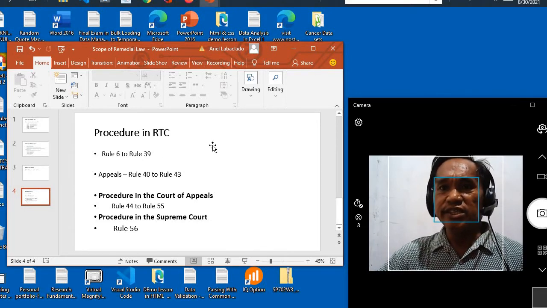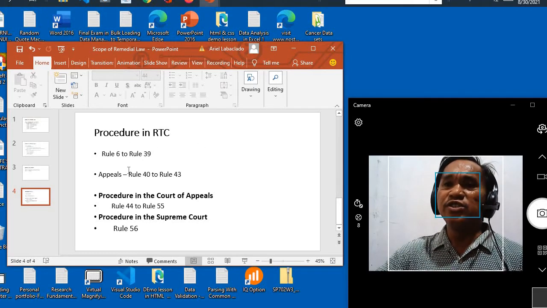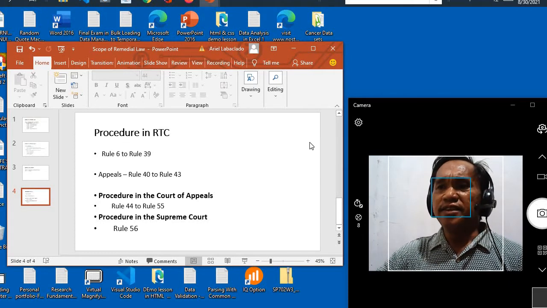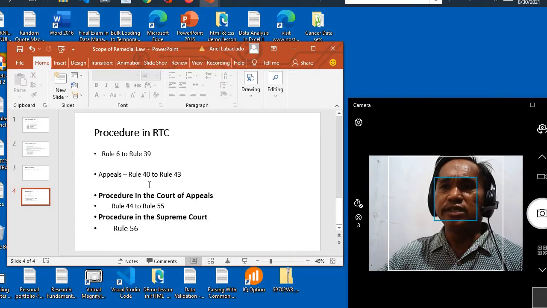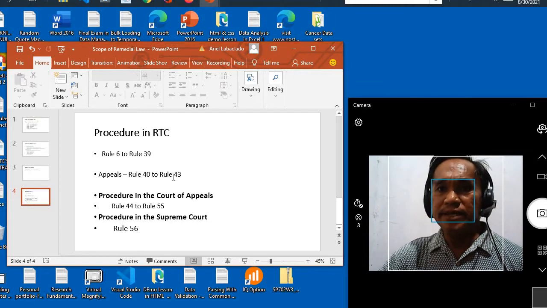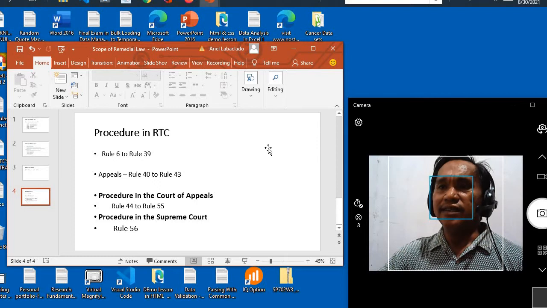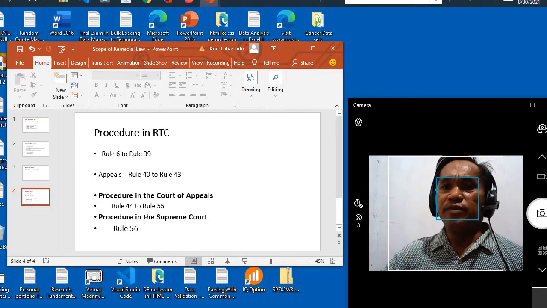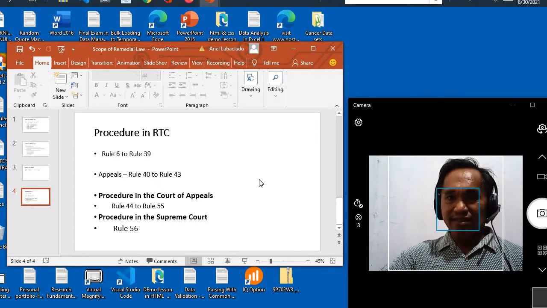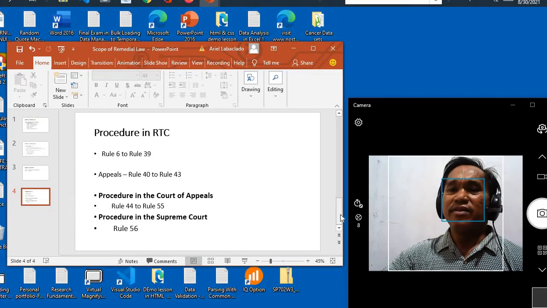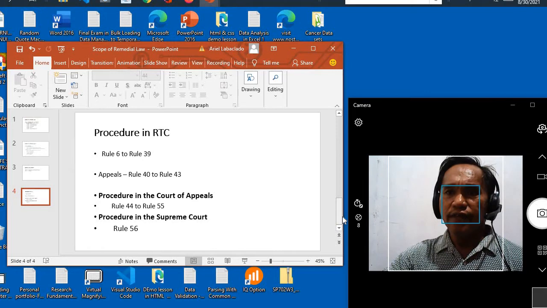So the procedure in RTC, what are the rules for the procedure in the regional trial court? We have Rule 6 to Rule 39. These are the rules of court for the procedures in RTC. Then for the appeals, Rule 40 to Rule 43. Then for the procedure in the Court of Appeals, Rule 44 to Rule 55. And for the procedure in the Supreme Court, Rule 56. So we have from Rule 1 to Rule 56.